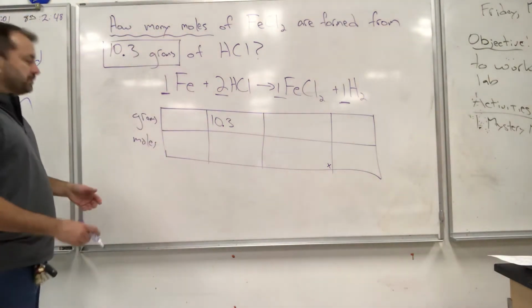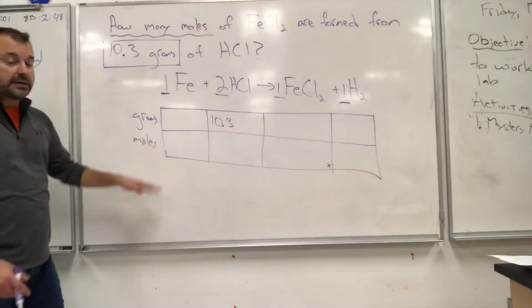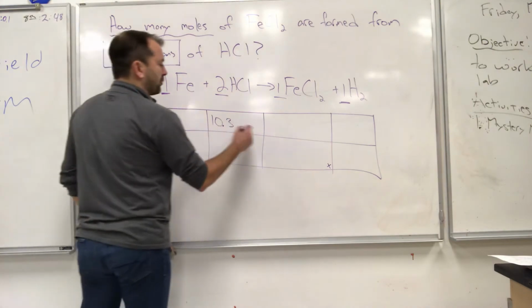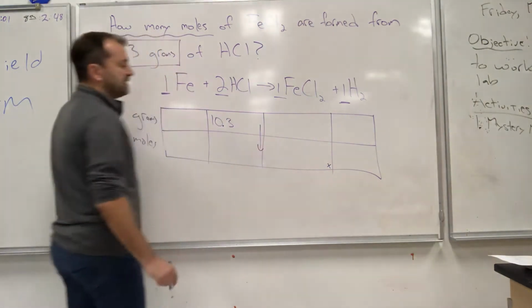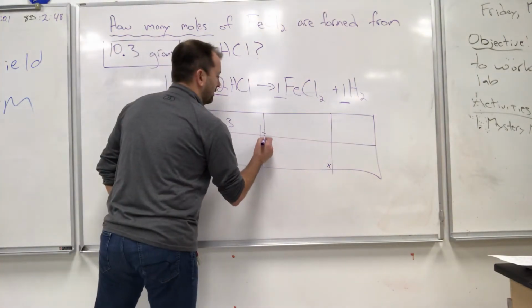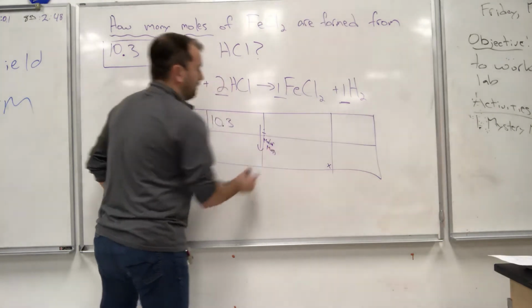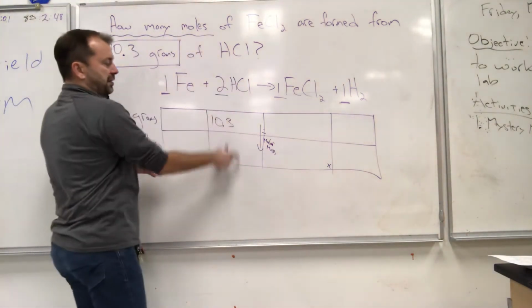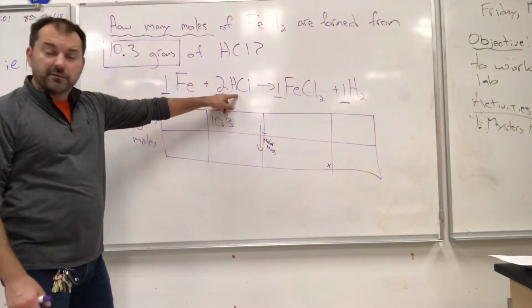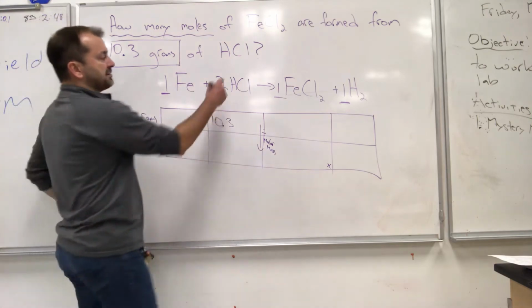So remember, we want to fill this moles box out completely first. If I have grams and I want to go from grams to moles, anytime you go down, you divide by the molar mass of the substance that's in your column. So since we're in the column of HCl, to get from grams to moles here, I'm going to take the molar mass of this, right?